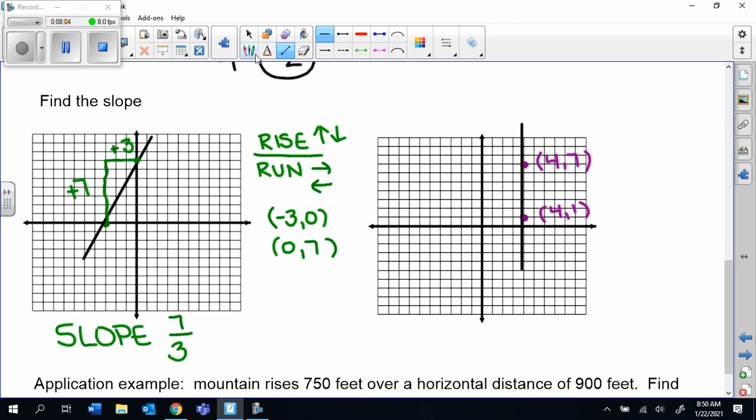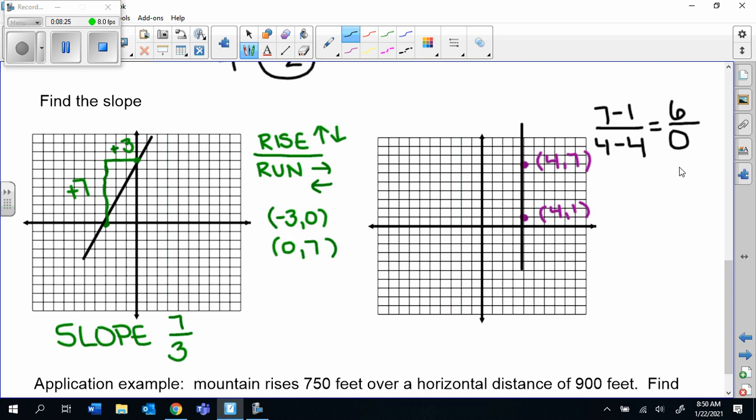And so I do want to show you why that is. Let's plug this last one just into the slope formula real quick. I'm going to subtract my y's, and I'm going to subtract my x's. And notice here, 7 take away 1 is 6. But 4 minus 4, I end up with a 0 on the bottom because my x's subtracted out. And so I just wanted you to make that connection, that is why that is undefined.